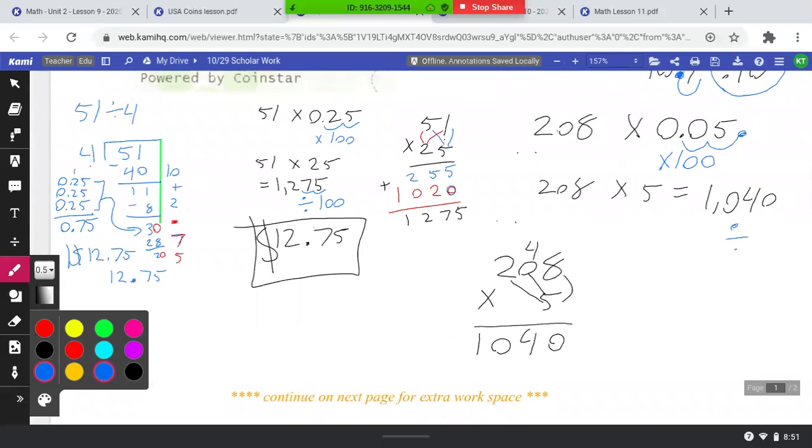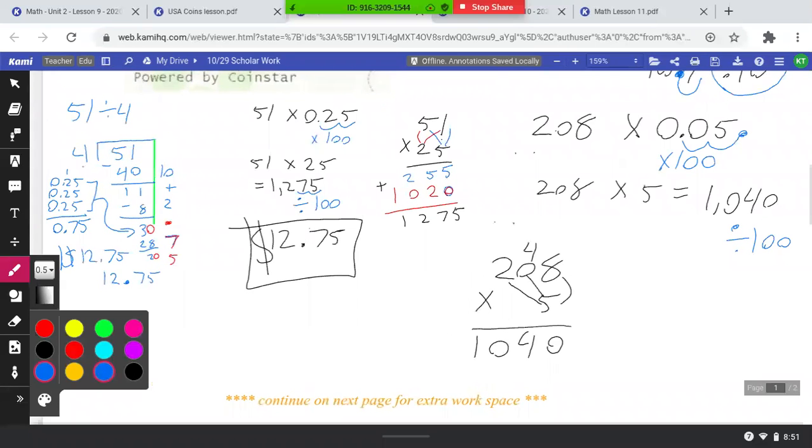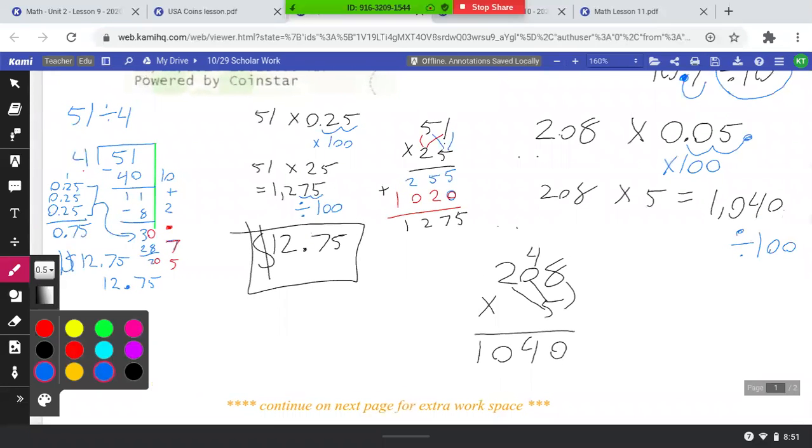Am I done? I am not, because I multiplied by 100. Now I have to divide by 100. That decimal point, I'm going to go 1, 2. And now I have $10.40.